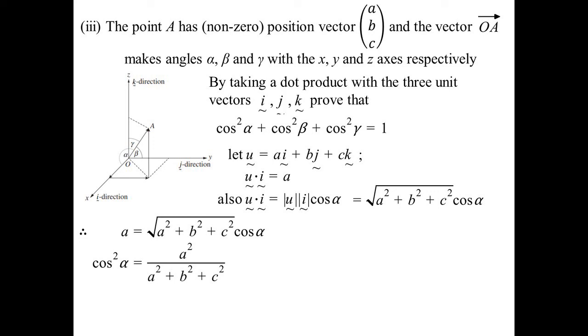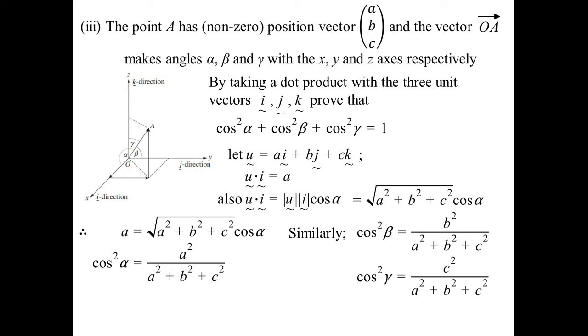Now, they're just random pronumerals I've used, so logically, cos squared beta, that's the one that's going to the y-axis, must end up being b squared on a squared plus b squared plus c squared. And cos squared gamma, that's the one going to the z-axis, must be c squared on a squared plus b squared plus c squared. So if I add the 3 together, we get a squared plus b squared plus c squared on a squared plus b squared plus c squared, which is 1. And that's what we wanted to prove.